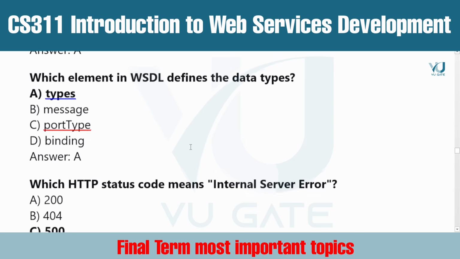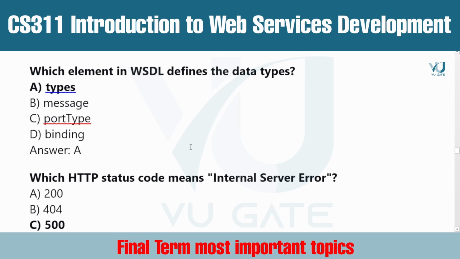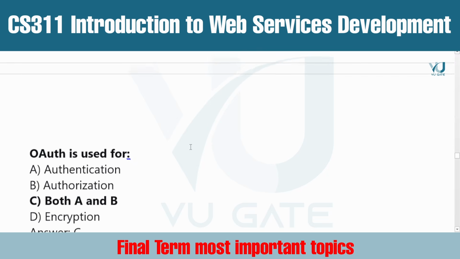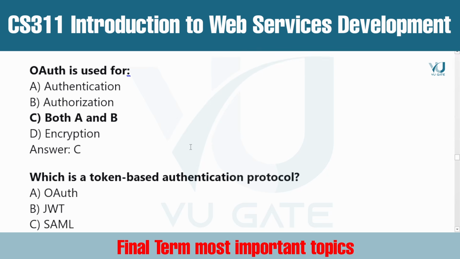Question 41, which element in WSDL defines the data types? The correct answer is option A, types. Question 42, which HTTP status code means internal server error? The correct answer is option C, 500. Question 43, OAuth is used for? The correct answer is option C, both A and B.